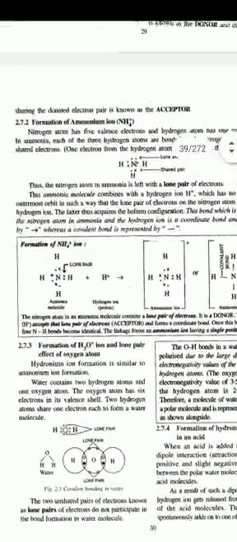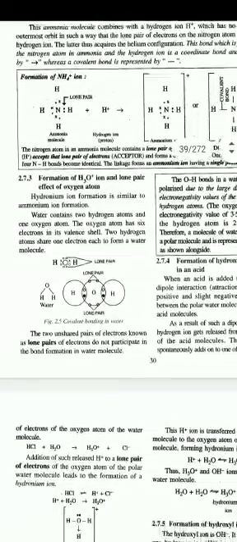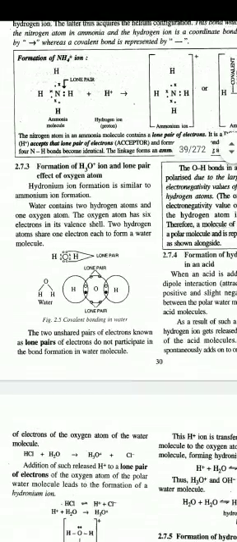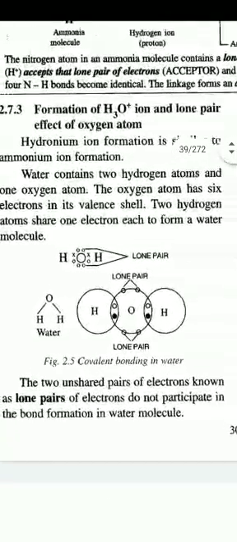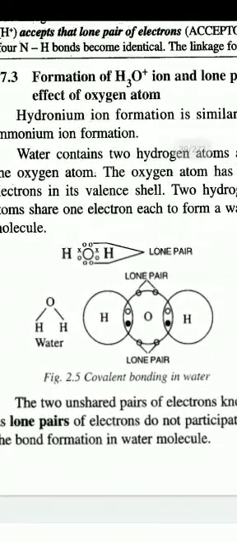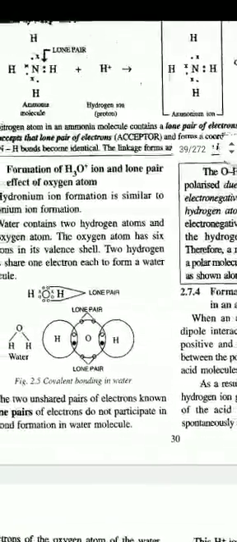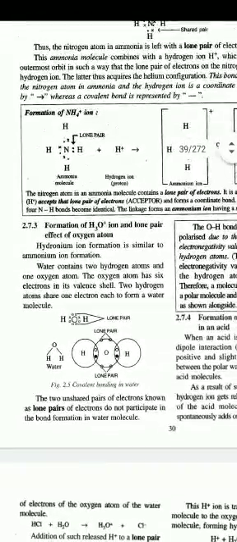Now, formation of the H3O+ ion. Same scenario is there. Hydronium ion formation is similar to ammonium ion formation. Children, we have a water molecule: oxygen and hydrogen, sharing 1 electron. They have an extra 2 lone pairs of electrons. So, one of these lone pairs of electrons combines with hydrogen to form the hydronium ion.